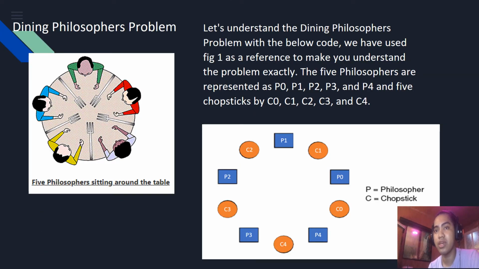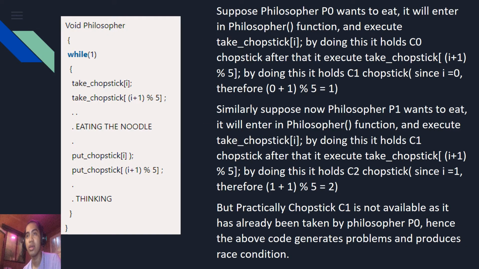So this is the figure, the five philosophers sitting around the table. Let's understand the dining philosopher's problem with the below code. We have used figure 1 as a reference to make you understand the problem exactly. The five philosophers are represented as P0, P1, P2, P3, and P4, and the five chopsticks by C0, C1, C2, C3, and C4. So this is the code.